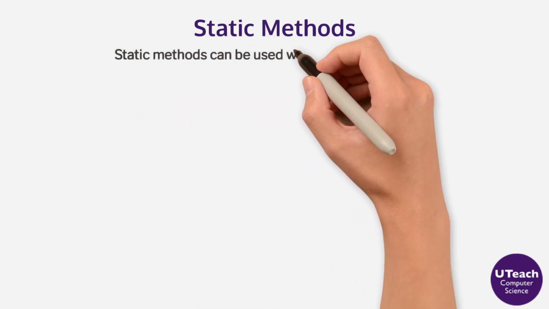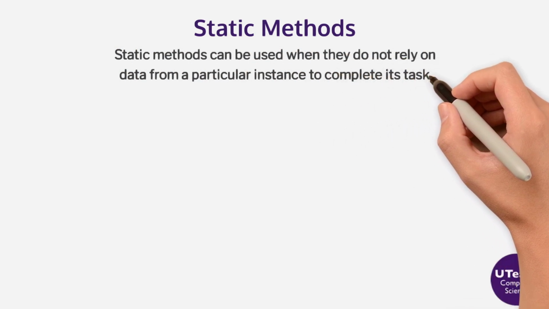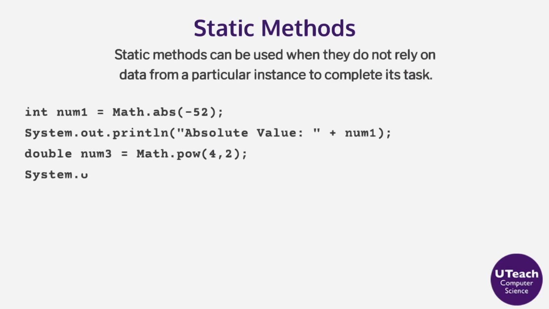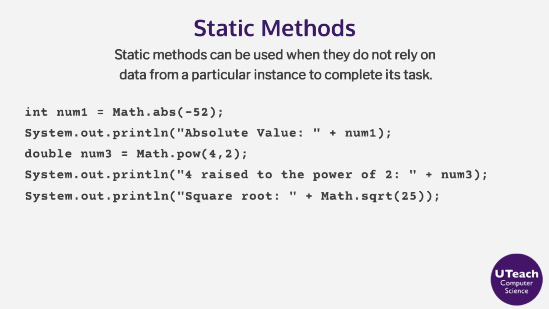Static methods can be used when they do not rely on data from a particular instance to complete their task. Let's take the Math class methods as an example. Math class methods are static methods that return a value. The methods use the argument values and perform an operation such as finding the absolute value, raising a value to a power, or finding the square root of the argument. These methods do not need any data from an object to perform their function.